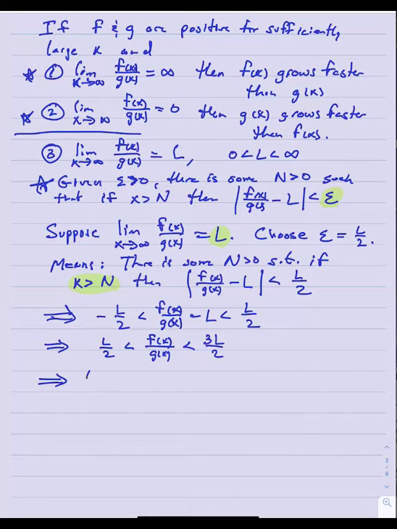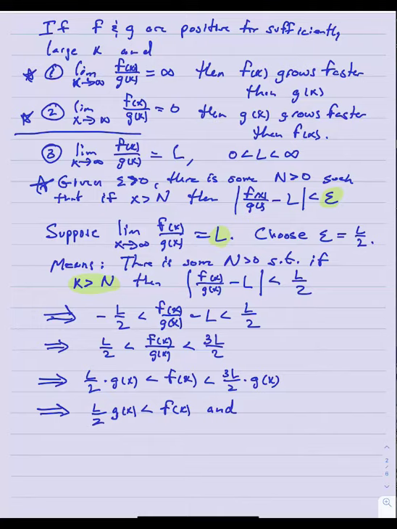If g is positive, I should be able to multiply all parts by g. And of course, that's just going to give me an f of x in the middle. On the outsides, it's going to give me constant multiples of g: L over 2 times g on the left, 3L over 2 times g on the right. So let's think about what this says, because of course it says two things. It says that L over 2 times g is less than f of x, and it says f of x is less than 3L over 2 times g.